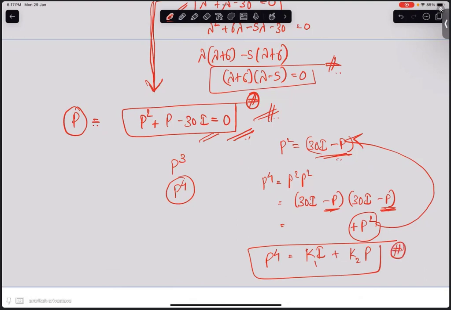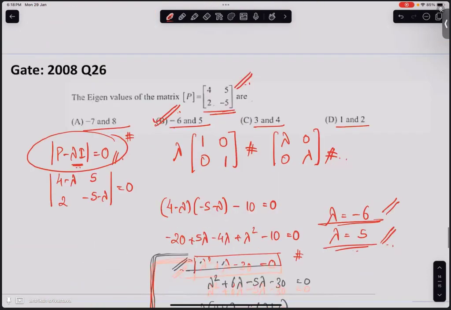So what can they do? They can either give you the options as just the matrix, some values here, some values here, when they ask what is the value of P power 4, or they can give you the expressions in terms of a constant with the identity matrix and the given matrix. All right, so let's see one of these questions.